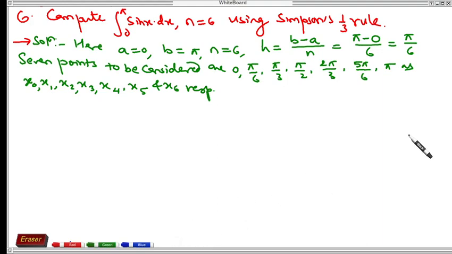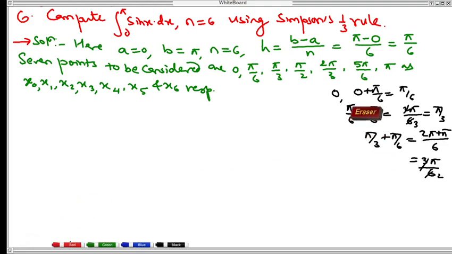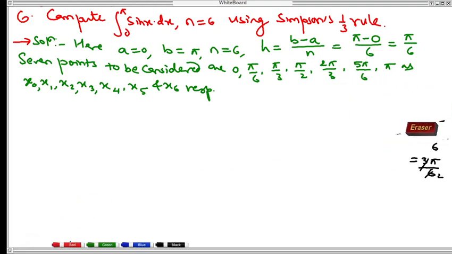If you have confusion about how the points come, we can write directly: first point 0, second point 0 plus pi by 6, third point pi by 6 plus pi by 6 equal to pi by 3, and similarly pi by 3 plus pi by 6 equal 3 pi by 6 is pi by 2, and so on. In this way we find the points, a plus h and so on.